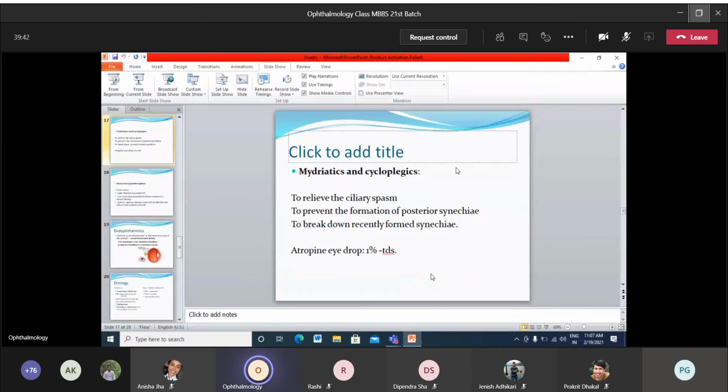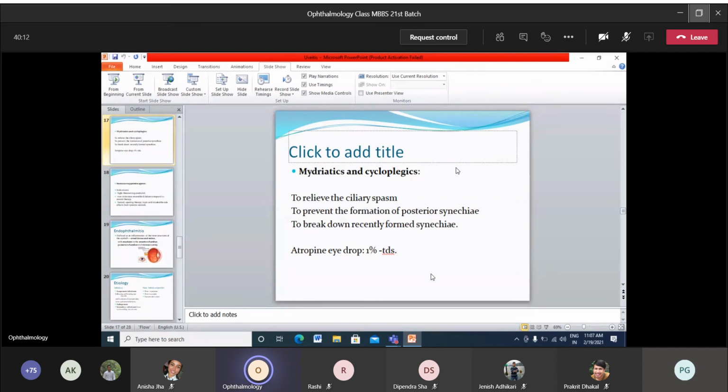Then the next one is the mydriatic and cycloplegic. Very important, especially in uveitis, we go for atropine 1% TDS, because it's a strong mydriatic and cycloplegic. It relieves the ciliary spasm, thereby decreasing the pain. It prevents the formation of posterior synechiae, and even if posterior synechiae have formed, it will break down the recently formed synechiae. So these are the uses of atropine.